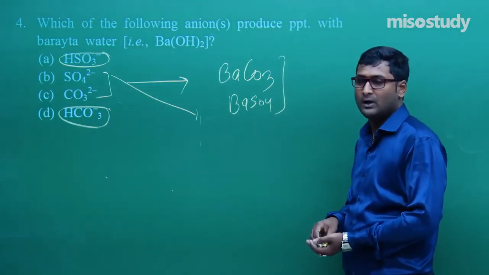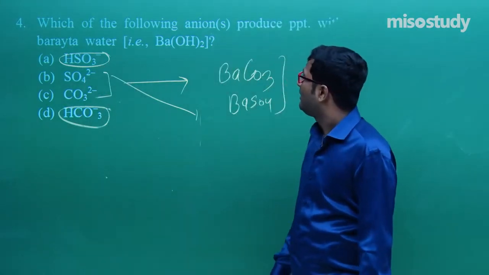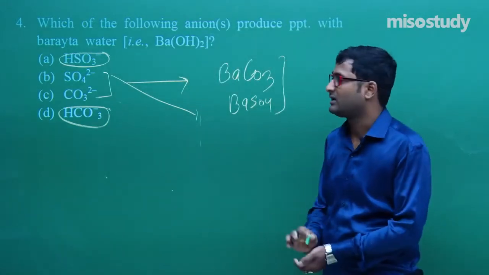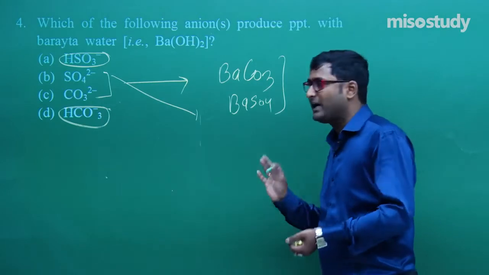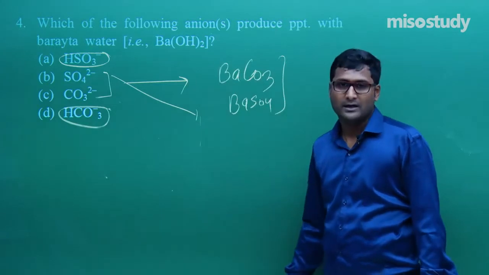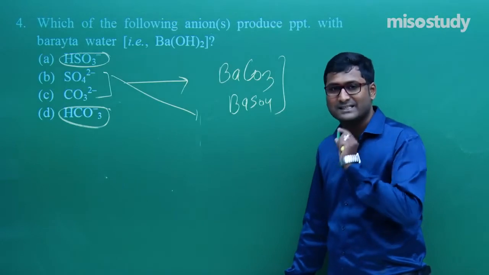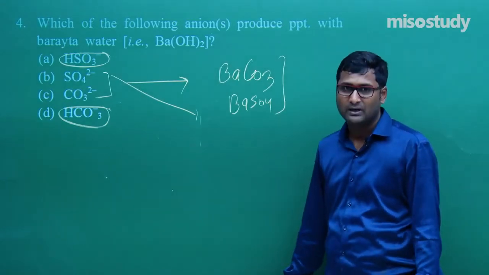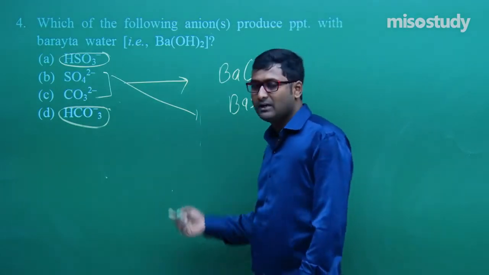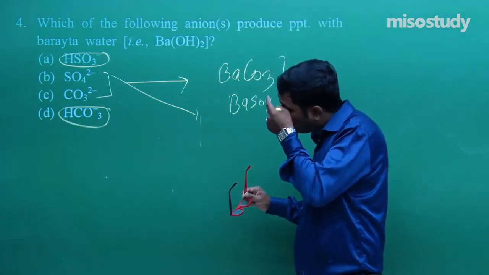In many books it is given that HSO3- also forms a precipitate with baryta water, and HCO3- also forms a precipitate with baryta water. But my theory says that bisulfite and bicarbonate do not form a precipitate. So the better option in this case is sulfate and carbonate. Clear what I'm telling? The better is sulfate and carbonate. So this is a multiple choice question, and the answer of this question is B and C.